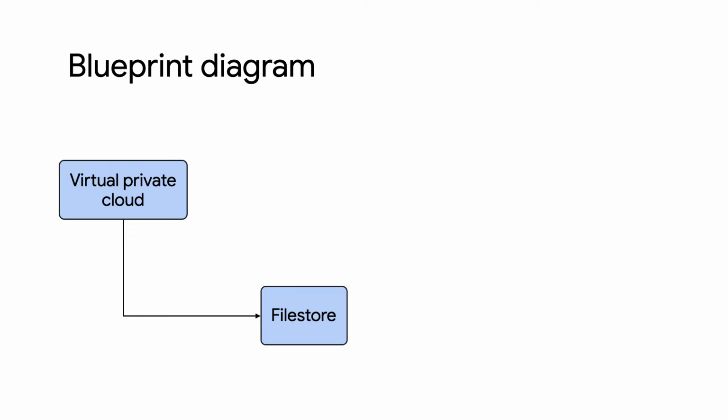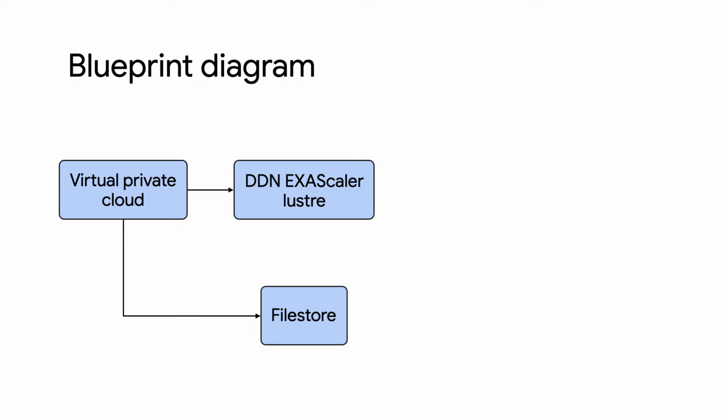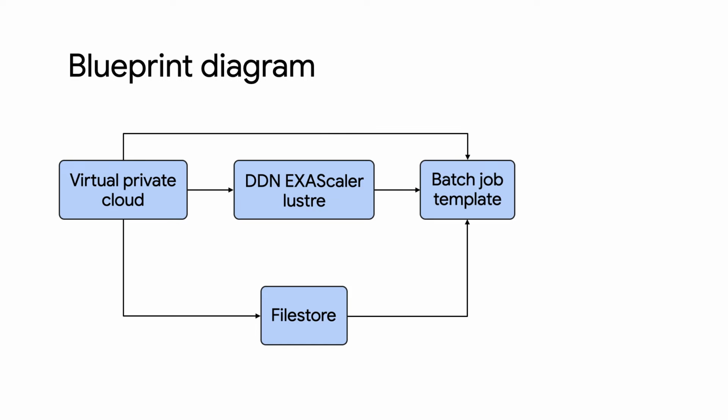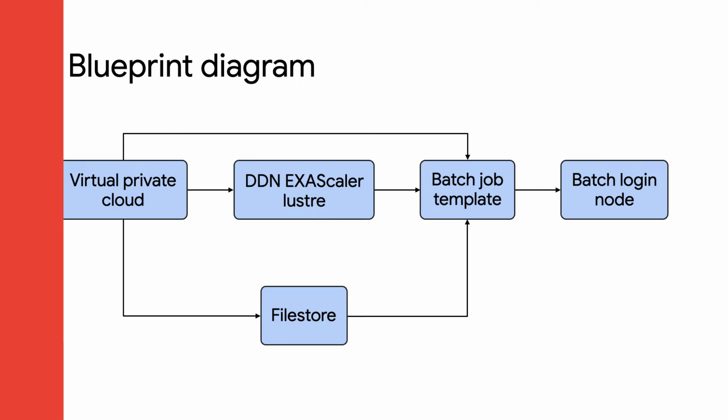My blueprint will include a new VPC network, a Filestore for shared software, and a DDN EXAScaler Lustre high-performance file system. The blueprint will also include a batch job template module that will automatically mount these file systems on a batch job. Finally, I will add a batch login node that can be used to test and submit the batch job. The blueprint will contain a reference to each of these modules and describe how they are interconnected.